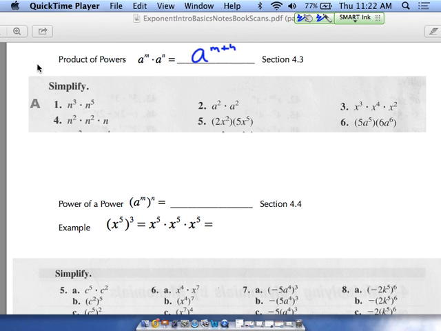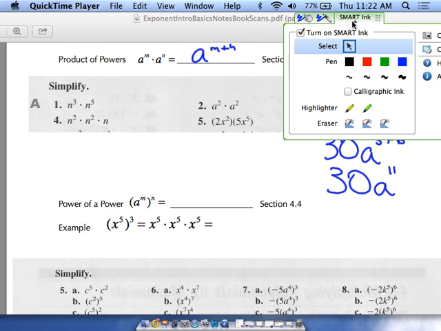So a problem like number 6, you've got coefficients in the problem. So you would multiply 5 times 6 first to get 30. Write the variable a one time, and then the power would be 5 plus 6. So your simplified answer would be 30a raised to the power of 11. That's the very first property of exponents.